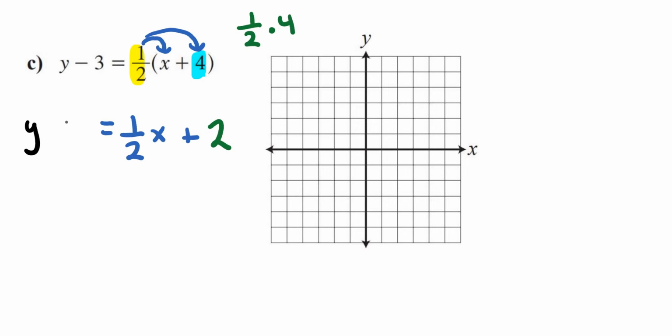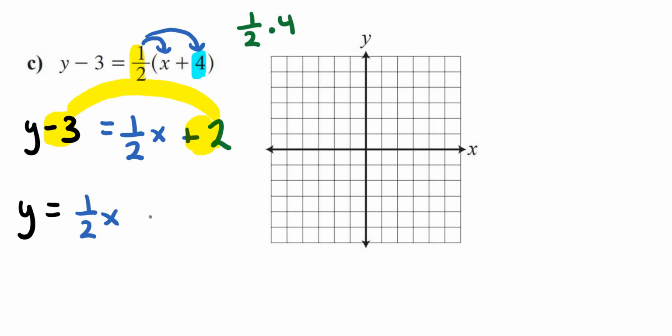And I have y minus 3 on the left-hand side. And then from there, I can go ahead and isolate my y variable. So the 1/2 x will be there. And if I take this negative 3 and combine that with the positive 2, it's going to be positive 2 and then plus the 3, right? And if I simplify this completely, I get 1/2 x plus 5.